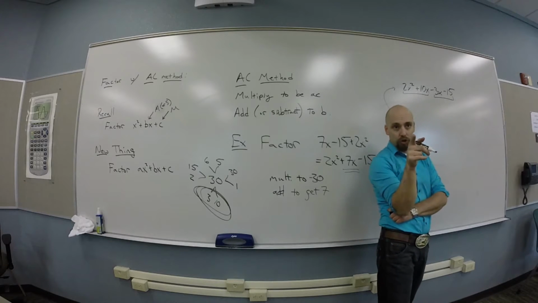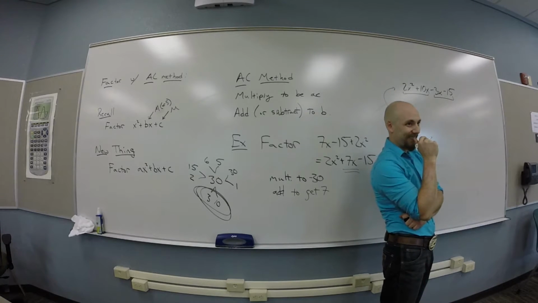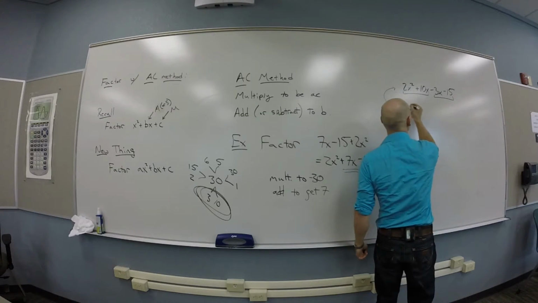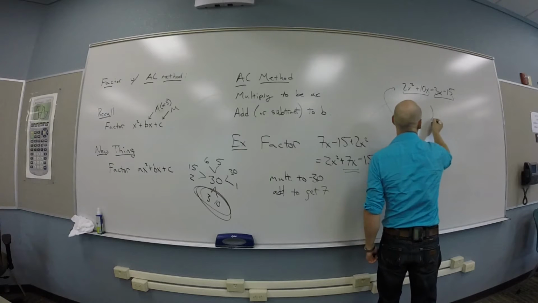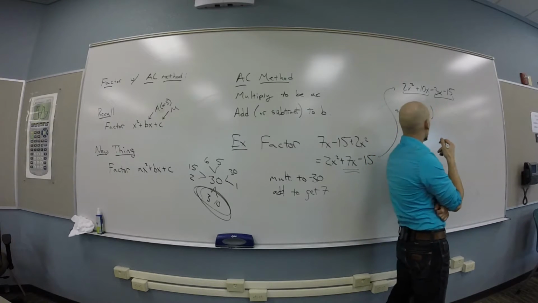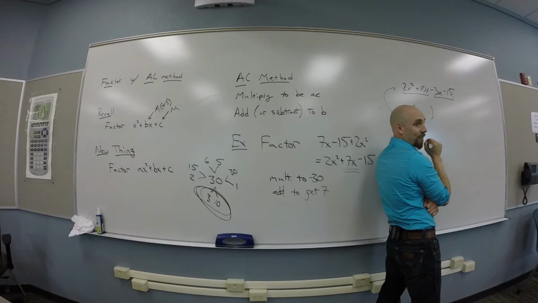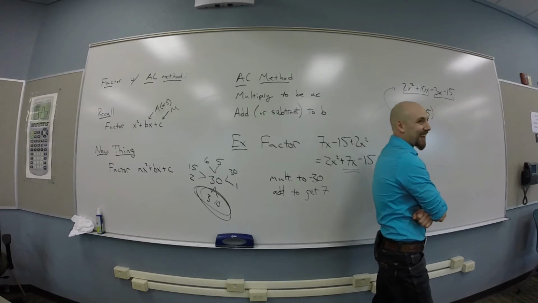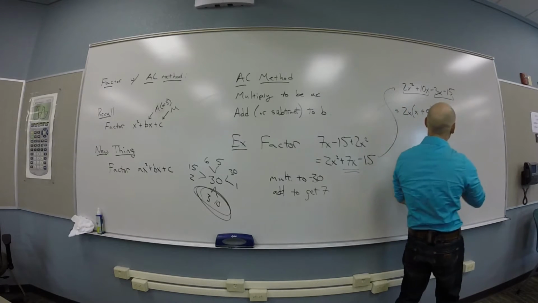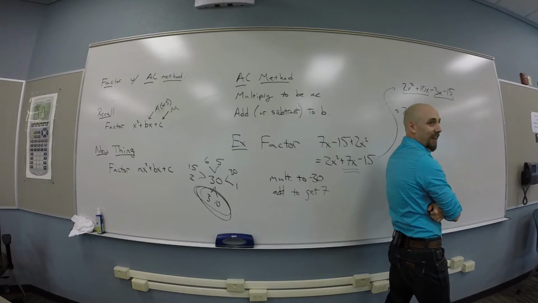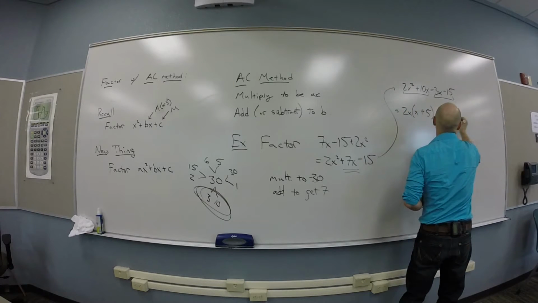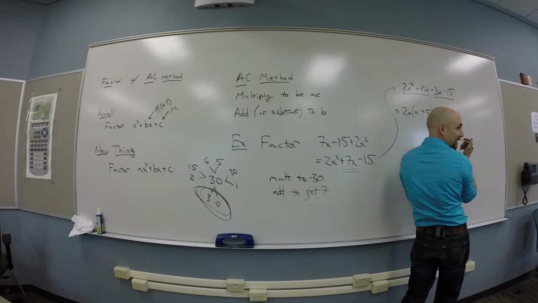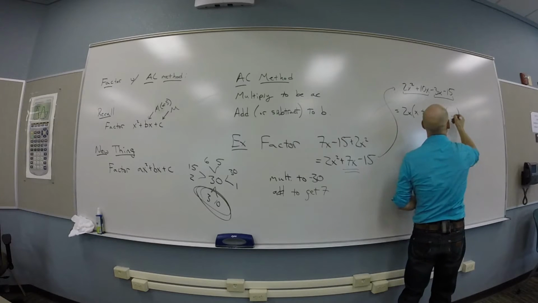Good job, Jacob. 2x would come out of the first one. I can get a 2x out of this first one. What am I left with there? Good, high confidence. Okay, I got 2x plus 5. Somebody else, what can I factor out of the other one? Negative 3. And what am I left with in there? Plus 5. Okay.